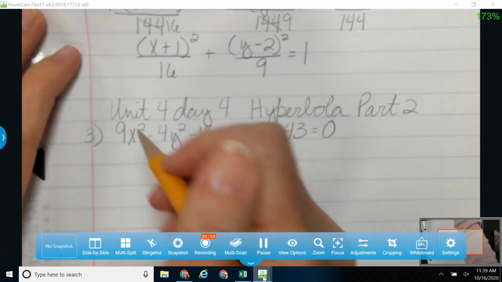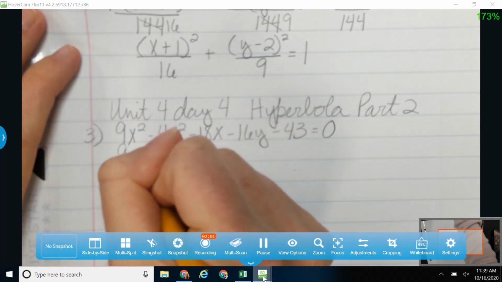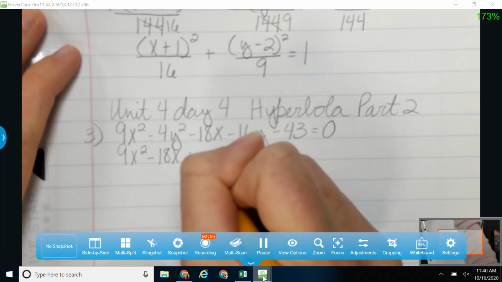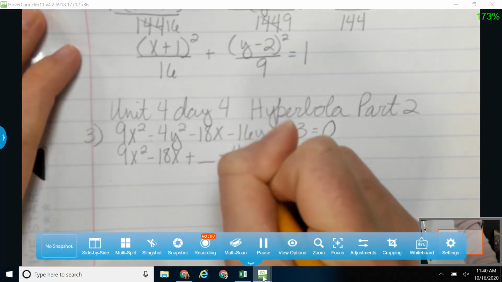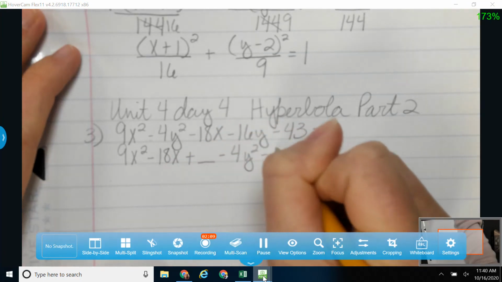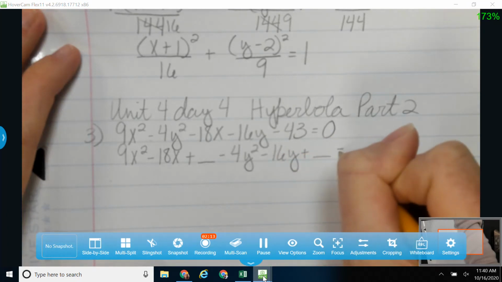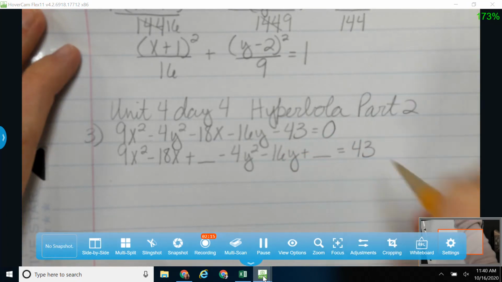All right, so I'm going to start by getting my x's together, and then I'm going to get my y's together. And then I'm going to move anything that doesn't have an x or a y over to the other side. And when I move that over to the other side, it will change the sign. So watch out for that.